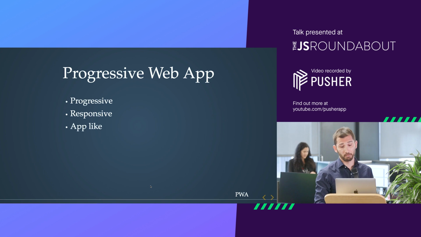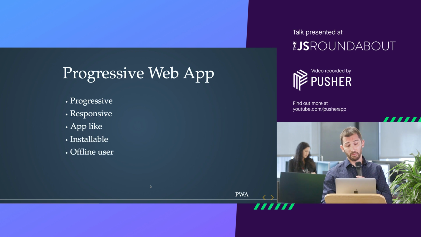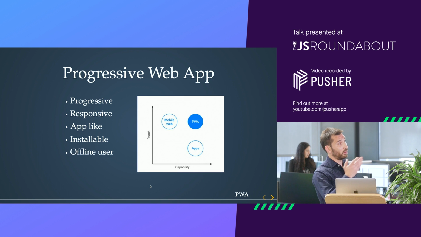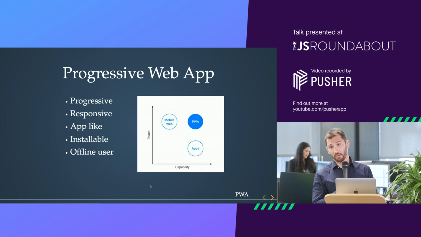So on the other hand, we have progressive web apps. Okay, so PWA. PWAs are progressive, that means you can run them in every browser. They are responsive because you can use them on every device. They feel like a native app. That's why you can install them, and you can use them offline, so you don't need an internet connection.